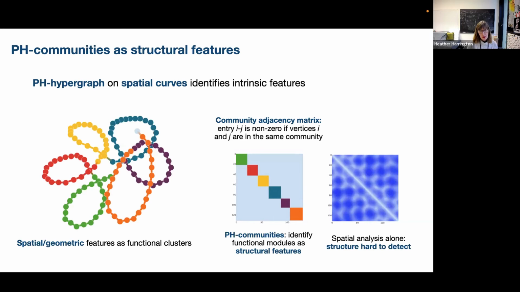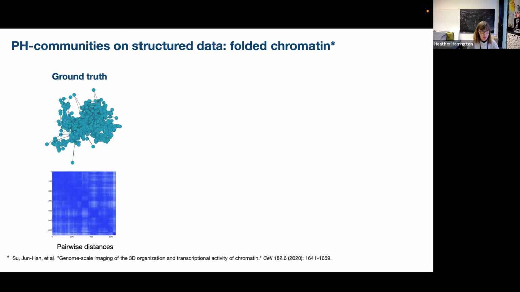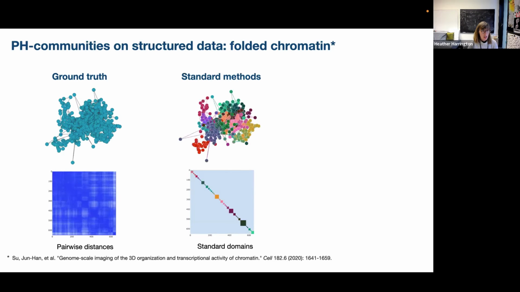I mentioned that this works really well with noisy data, and in a current in-progress manuscript that we're working on with some collaborators in the Michael Stumpf group, we're looking at this problem of folded chromatin. This is very noisy genetic data, where you're looking at the 3D organization of the genome, and you can see the ground truth and the pairwise distances. And then there are standard methods, which are really looking at what's close along the curve in some way. We want to have something that can encode this higher-order interaction.